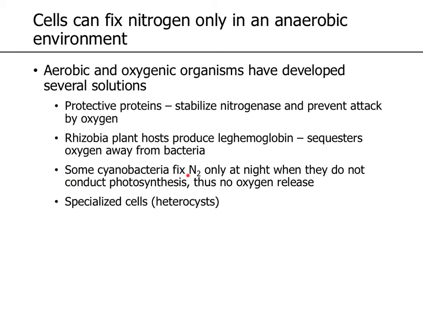Some cyanobacteria fix N2 only at night when they do not conduct photosynthesis, so they're not releasing oxygen. Remember we talked about the oxygenic Z pathway last time, and they're making oxygen, but they need all the photons to be able to do that, right? So they'll switch and only do nitrogen fixation at night when they're not actually making oxygen. And then some have specialized cells called heterocysts that are specialized for only doing nitrogen fixation.